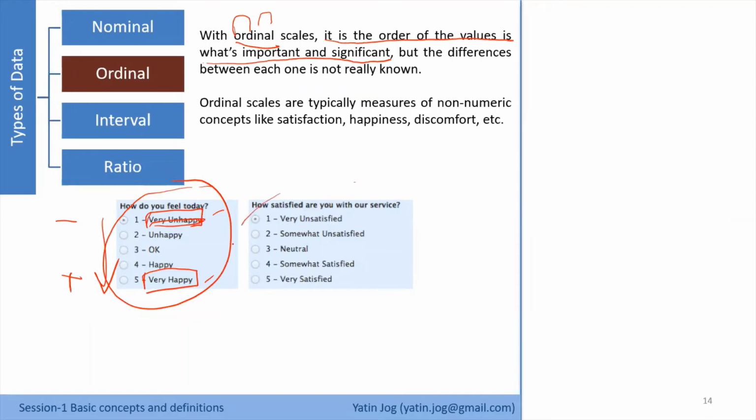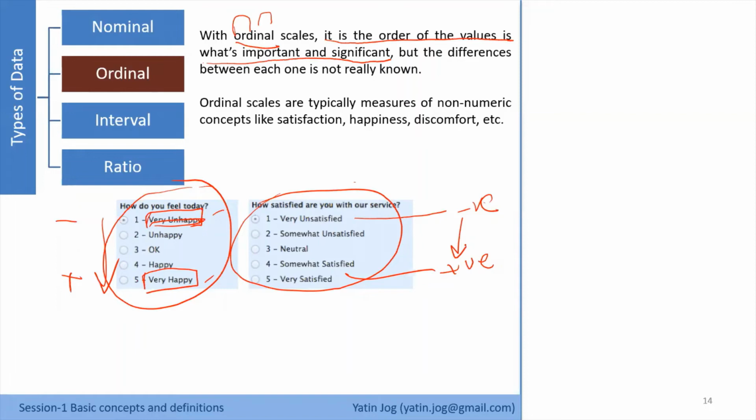How satisfied are you with our service? If my first answer is very unsatisfied, which is negative, my last option has to be very satisfied, which will be positive. So I'm going from negative to positive. So there is some order. That is an ordinal variable. Still, order is there, but I don't know the difference. Rather, all the answers are subjective.